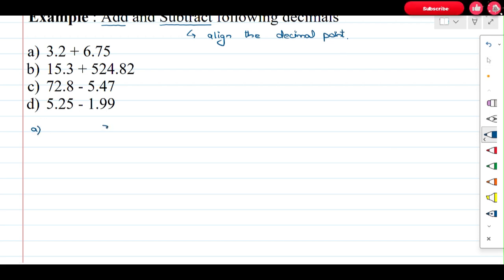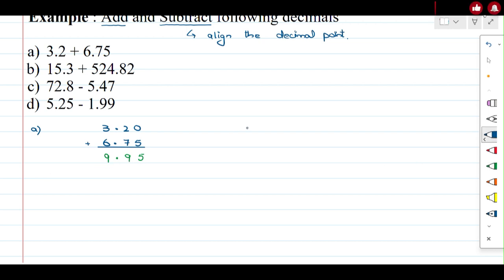In part A, we have 3.2 and 6.75. The main thing is to align the decimal point. After 2 there is no number, so you can put a 0. Let me add these two numbers. 0 plus 5 is 5. 7 plus 2 is 9. Decimal is aligned. 6 plus 3 is also 9. So the simplified answer is 9.95.